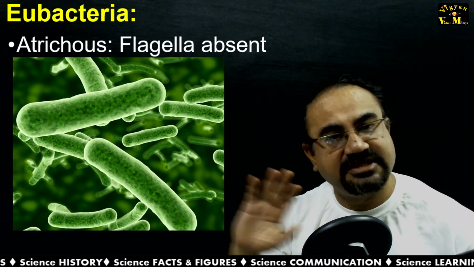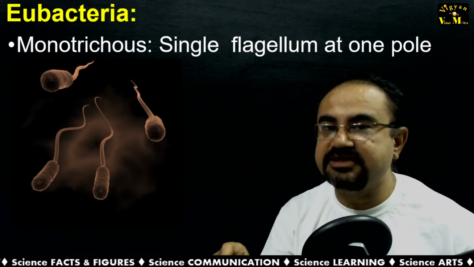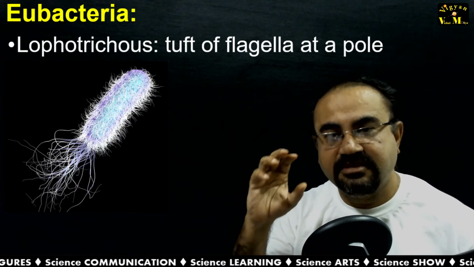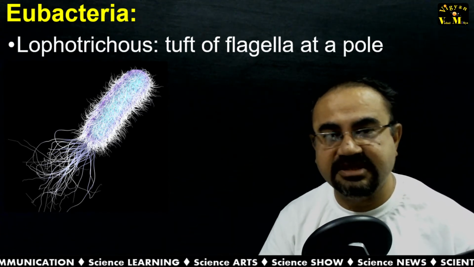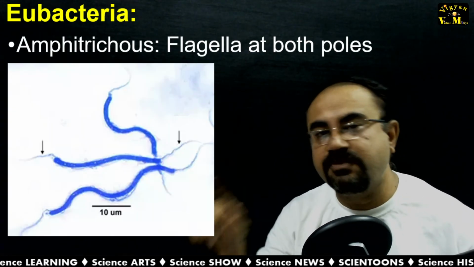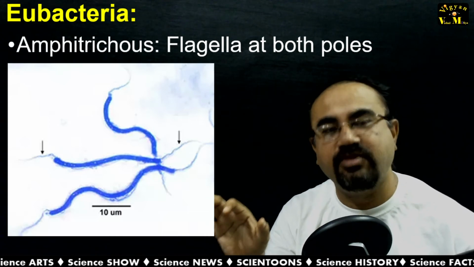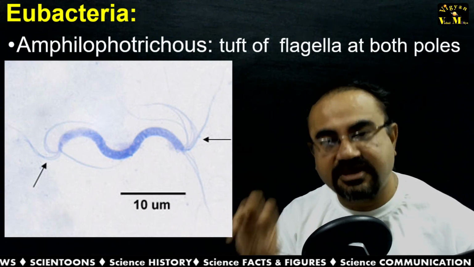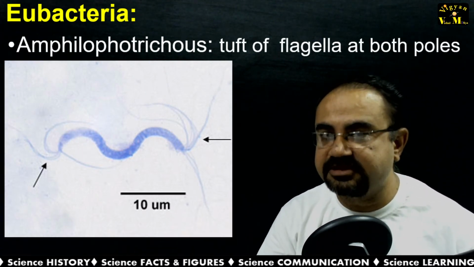Like if flagella is completely absent, we can say atrichous. If flagella is only one, monotrichous. If flagella is there at one pole and it is in a tuft, many flagella, we can say lophotrichous. If a single flagellum is there at both the poles, we can say amphitrichous. And when there is a tuft of flagella at both the poles, we can say amphilophotrichous.